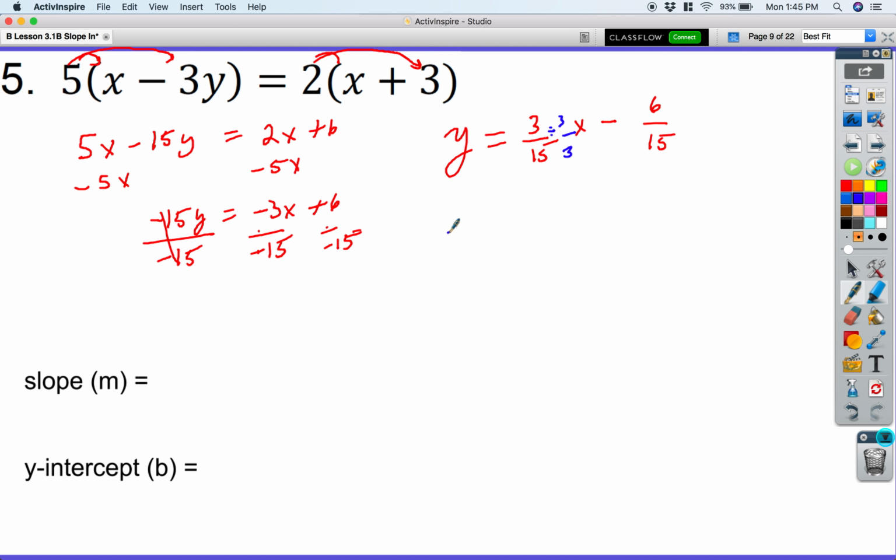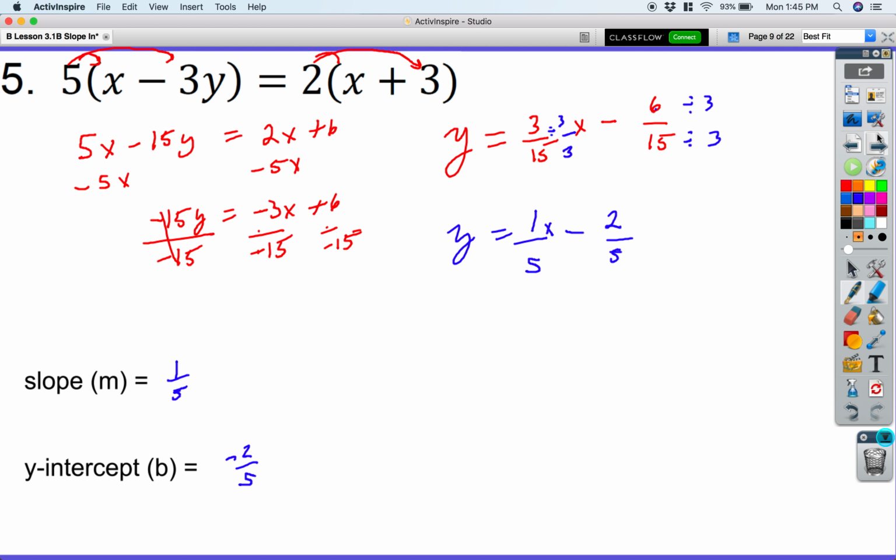So if I divide them both by 3, 3 divided by 3 is 1. 15 divided by 3 is 5, minus. Now I'm going to reduce these also by 3. I notice they're both divisible by 3. 6 divided by 3 is 2, and 15 divided by 3 is 5. And remember, this 1/5 is my coefficient of x, so therefore it is my slope. And this negative 2, that's what I'm subtracting, is my y-intercept. So I'm going to put minus 2/5 there.